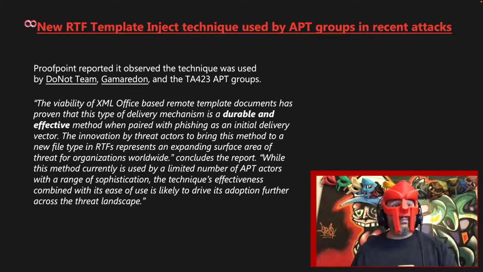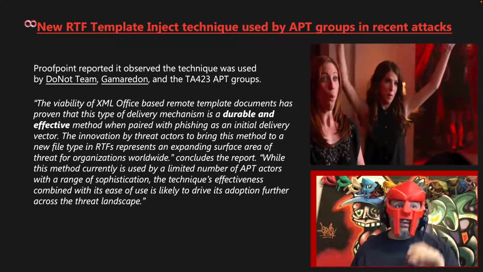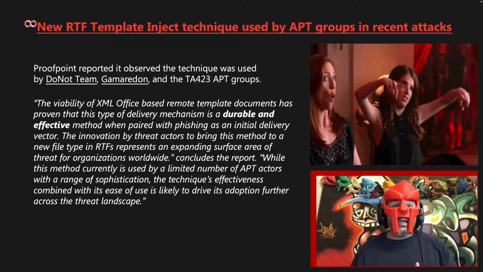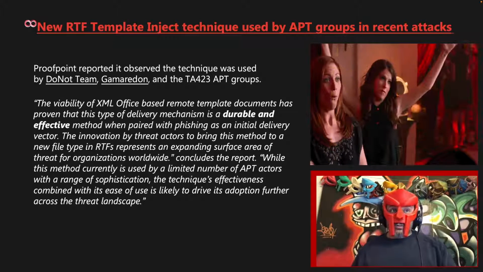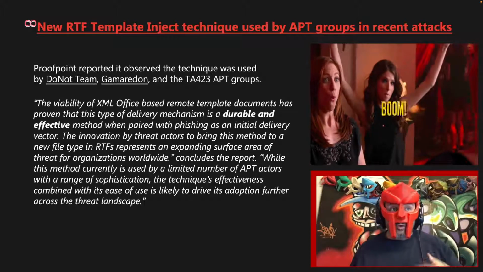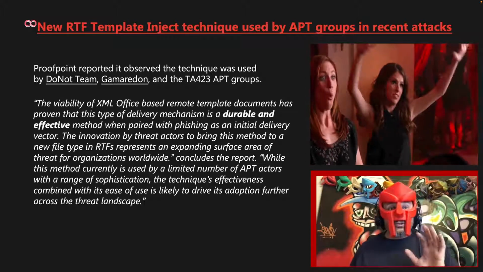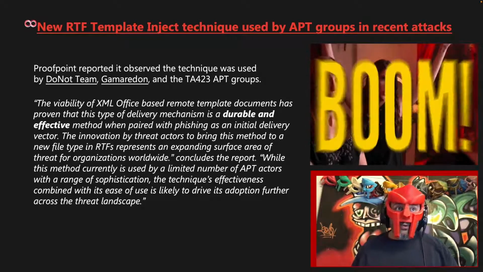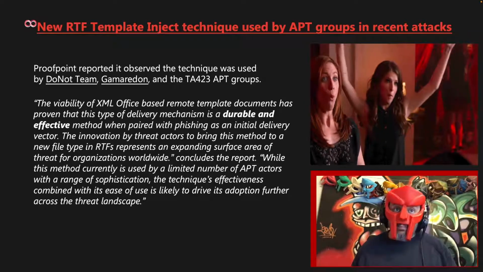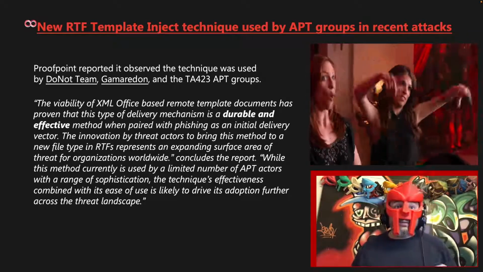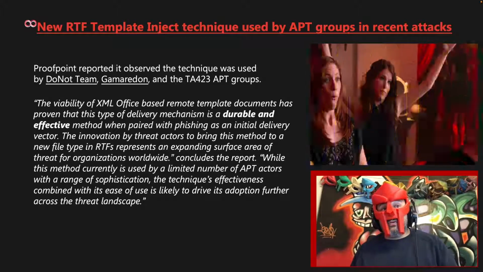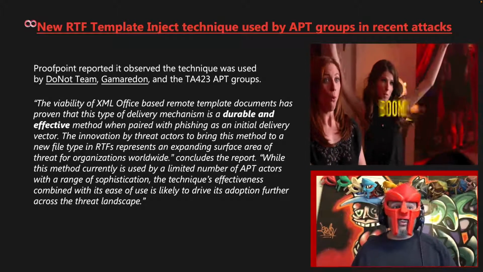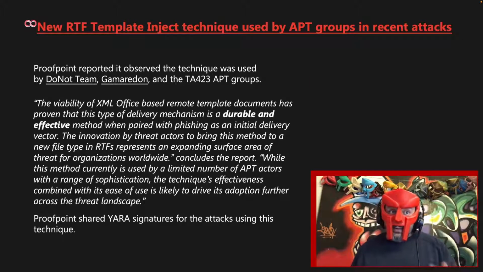The viability of XML Office-based remote template documents has proven that this type of delivery mechanism is a durable and effective method when paired with phishing as an initial delivery vector. The innovation by threat actors to bring this method to a new file type in RTFs represents an expanding surface area of threat for organizations worldwide, concludes the report. While this method currently is used by a limited number of APT actors with a range of sophistication, the technique's effectiveness combined with its ease of use is likely to drive its adoption further across the threat landscape. Proofpoint, coincidentally, shared YARA signatures for the attacks using this technique.